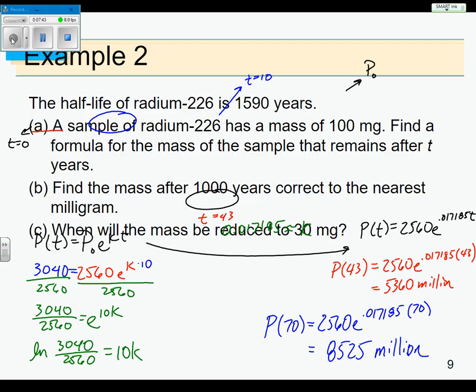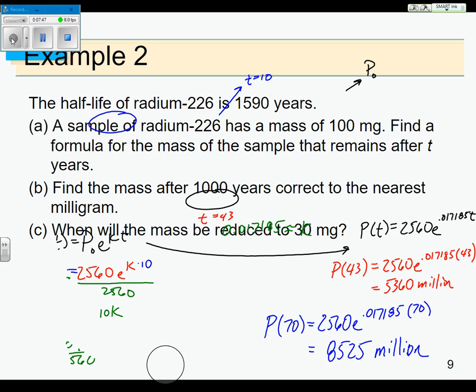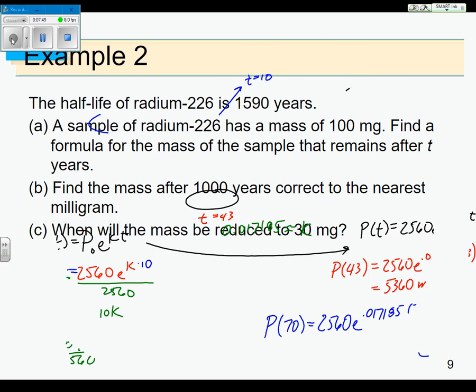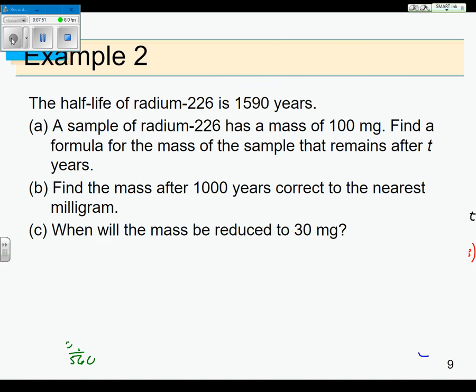Let's work it the other way. Oh, I missed some of it. All you Erase All fans, I apologize. Created more work for myself.